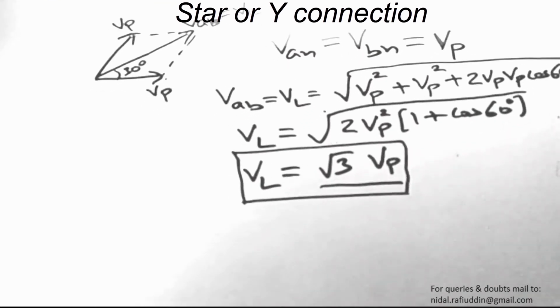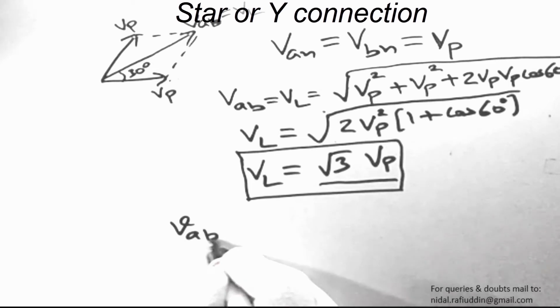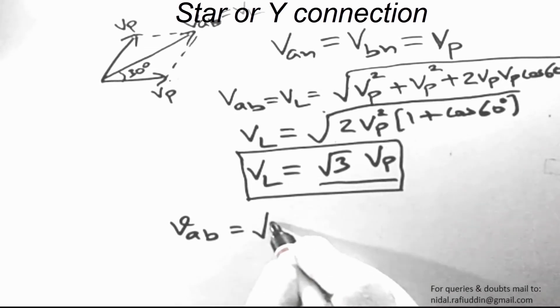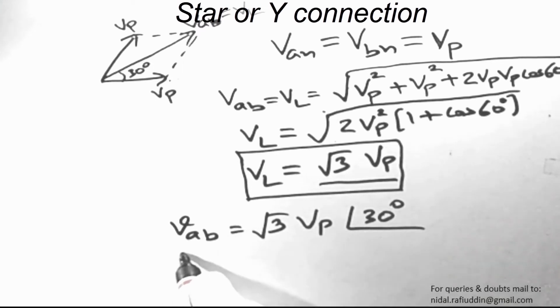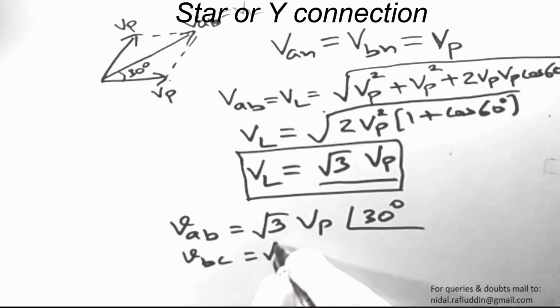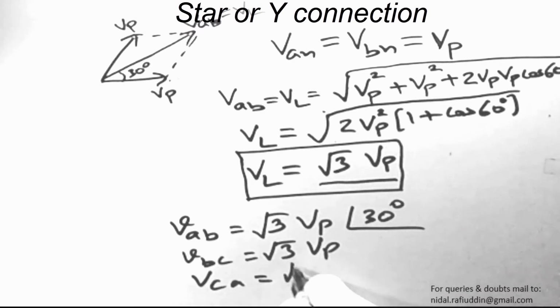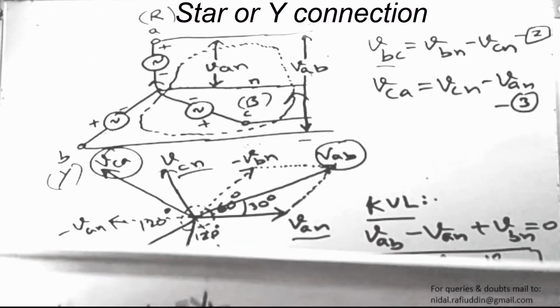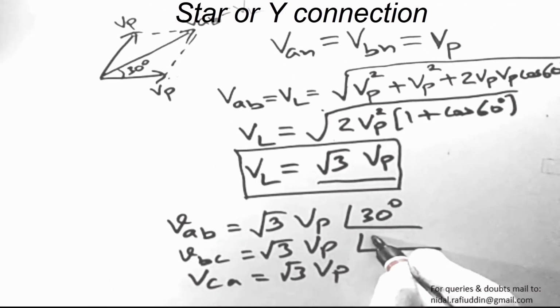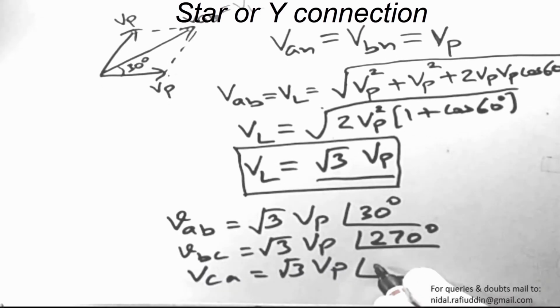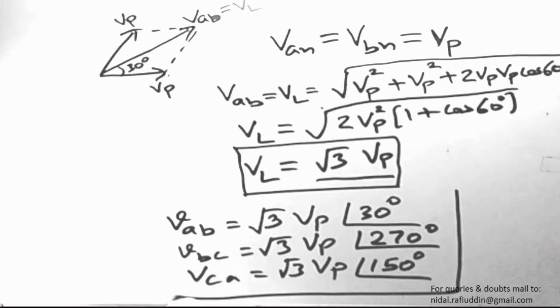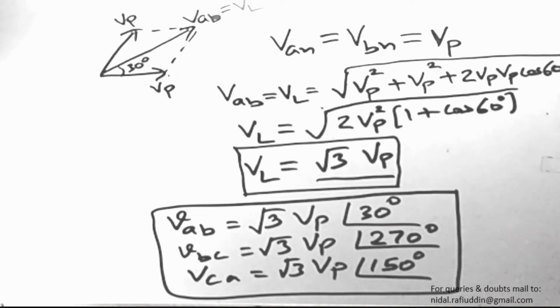So after obtaining the magnitude, we can straightforwardly write that VAB has an RMS value root 3 times Vp, with an angle of 30 degrees leading the reference. VBC will have the same magnitude, as well as VCA, and each of these will have its own angle. Since in the phasor diagram we saw that VBC is 240 plus 30 degrees leading VAN, this can be written as 270 degrees, and VCA was leading by an angle of 120 plus 30 degrees, which is 150 degrees. So this is the representation of the line voltages VAB, VBC and VCA that we obtain through the phasor representation.